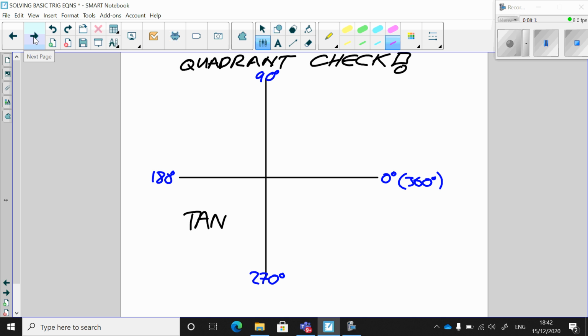Okay, so that's why I put that in there. Only angles between 180 and 270, when I hit tan, are the only ones that give me a positive answer. If I put in cosine or sine of angles between 180 and 270, they'll give me negative answers. So that's what we're saying here.